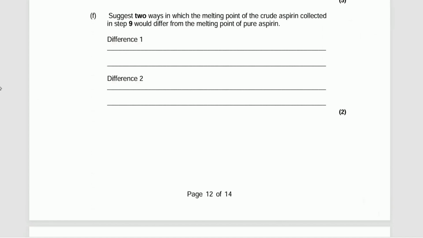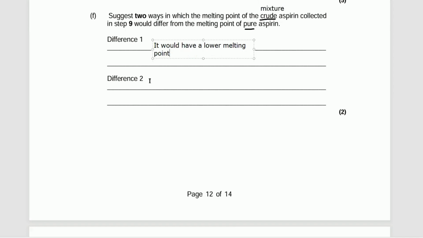Okay, part F suggests two ways in which the melting point of crude aspirin collected in step 9 would differ from the melting point of pure aspirin. Right, crude is a mixture. Remember, crude oil is a mixture. Crude means there's other bits inside there. So it's a mixture. How do mixtures differ from pure substances? They differ with their melting points.